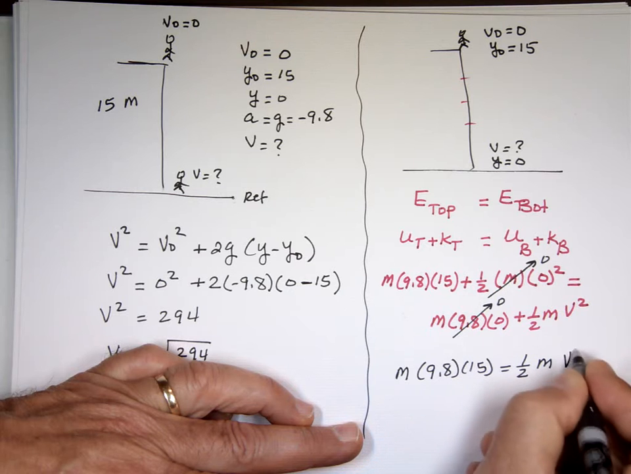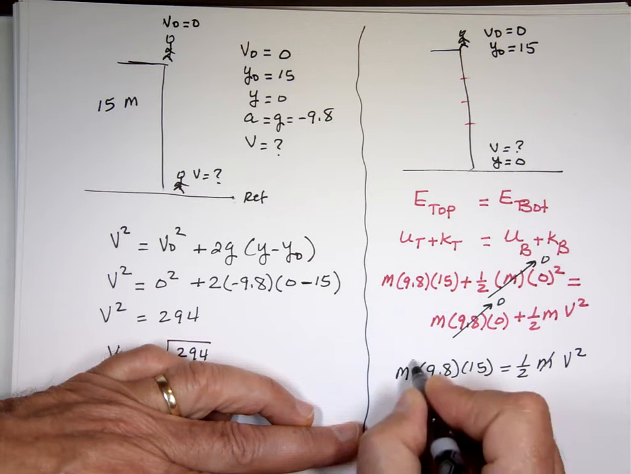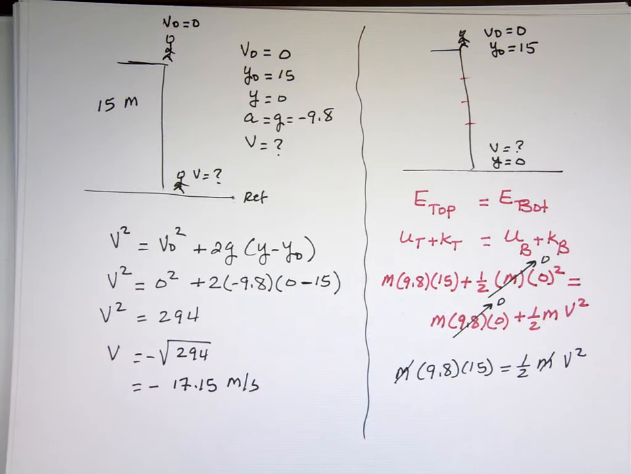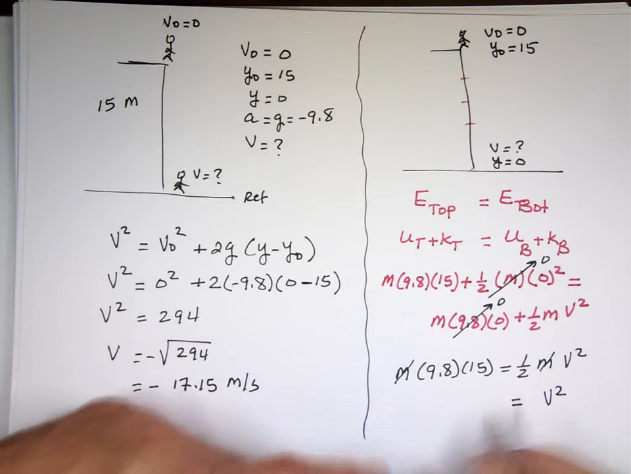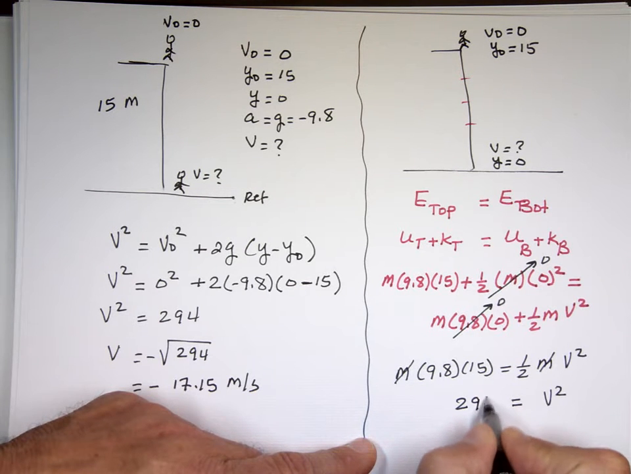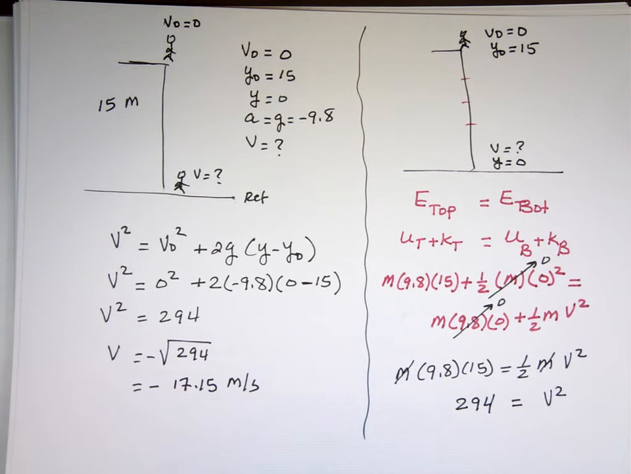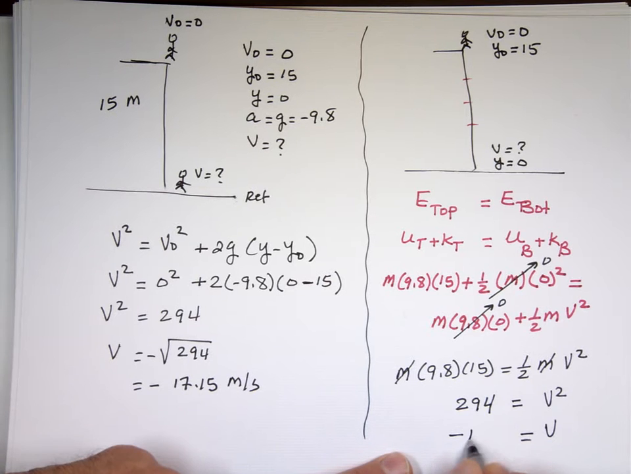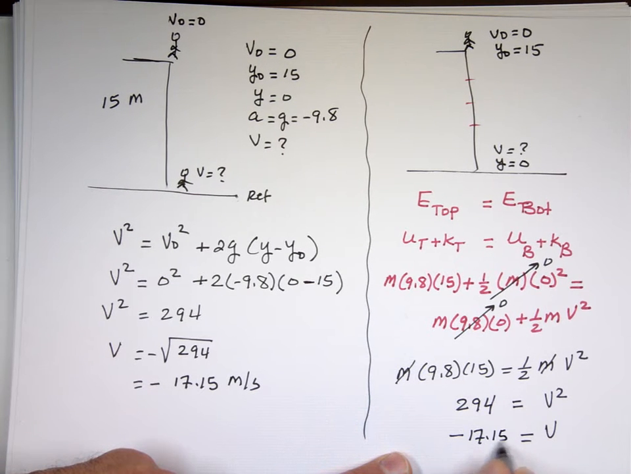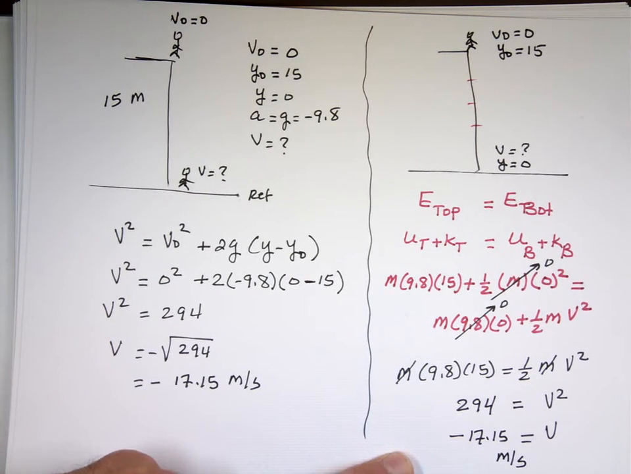What happens to the m's? Cancel each other out. V squared will equal, you multiply by 2 to get rid of the fraction, 294. Same answer as this. And what is V? It's going to be negative because it's coming down, 17.15 meters per second. I think that's a little bit easier than this.